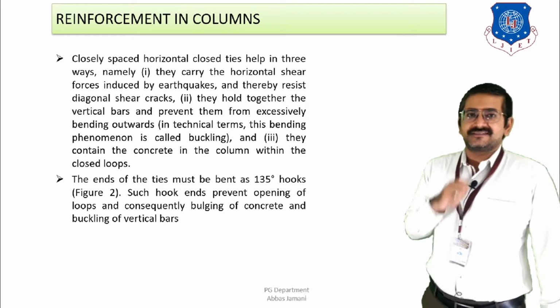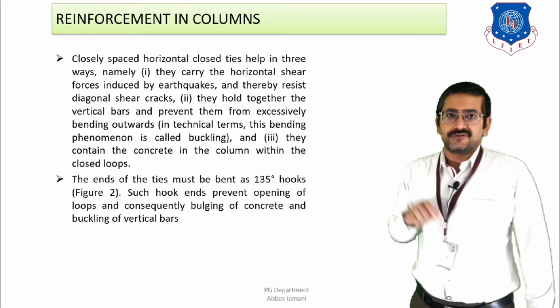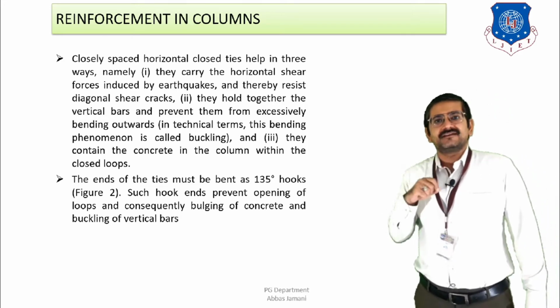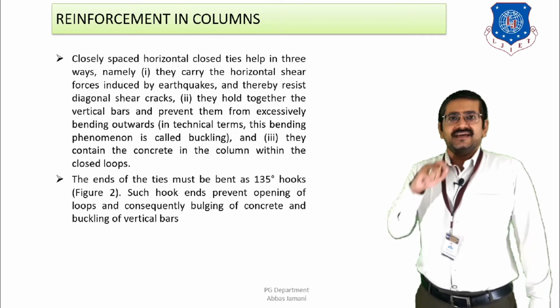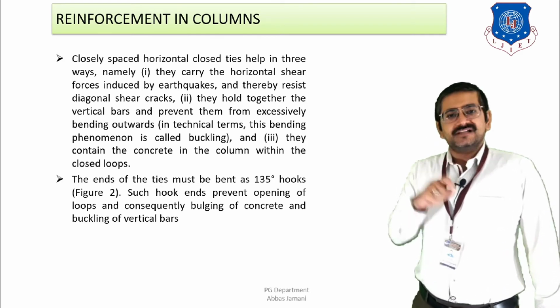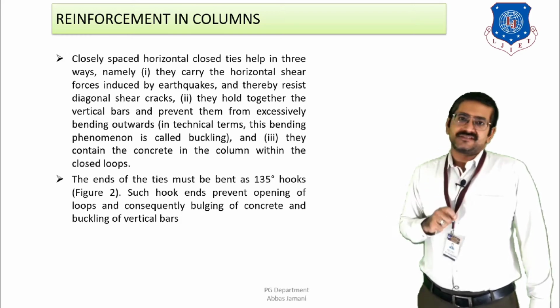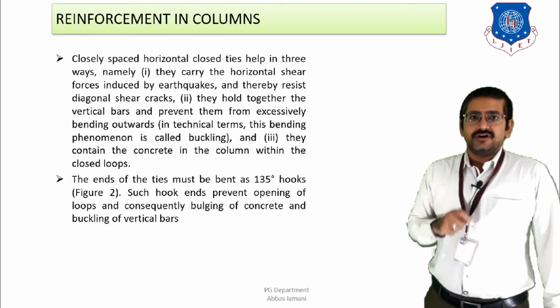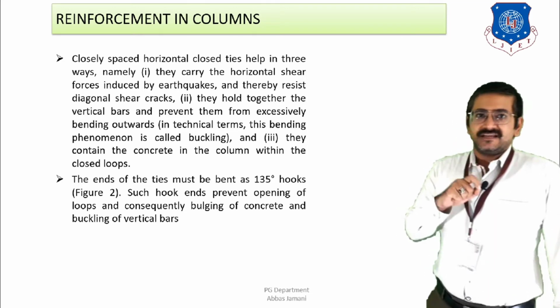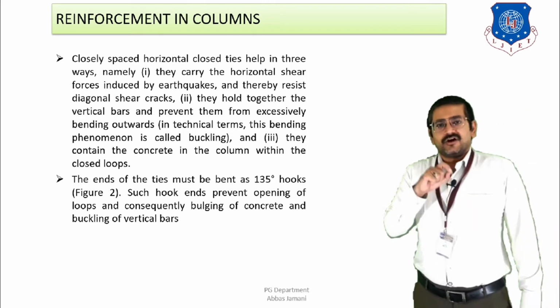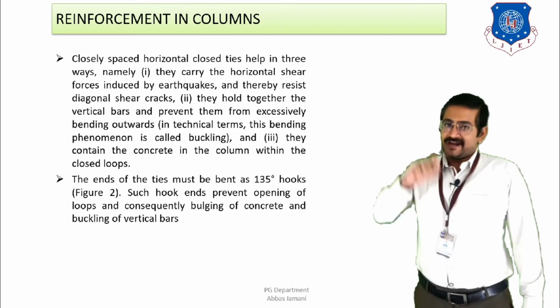And the third thing is that it is going to confine the area of the concrete section. When the confinement of the concrete section is done, the bulging of concrete can be avoided, and at the same time the shear capacity of the section can be increased, right? So these are the three important advantages of providing the closed stirrups along the height of the column.